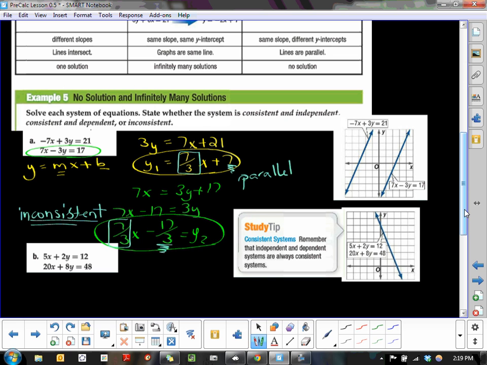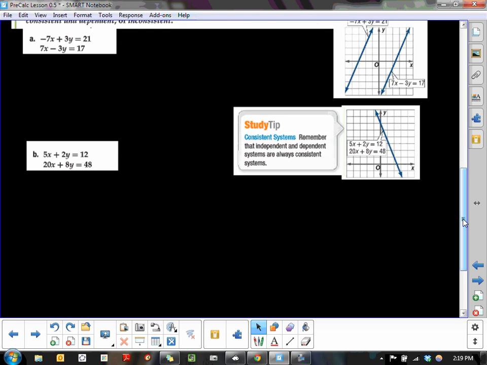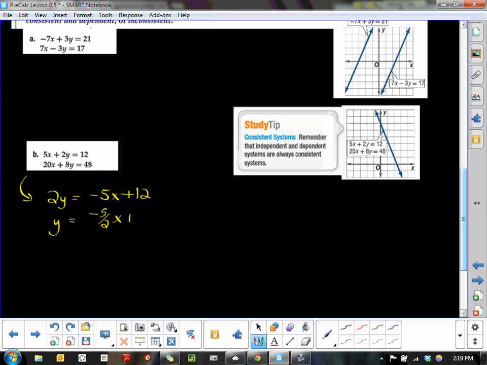Now, if we look at our graph over here, I put that graph there so you can see what that inconsistent graph would look like. And letter B, we're again going to transform these into slope-intercept form. So in this first equation, I'm going to have 2y equals negative 5x plus 12. Divide both sides by 2. Negative 5 halves x plus 6.